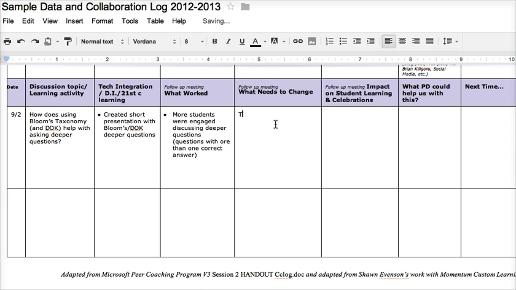What needs to change? Maybe just time management. Maybe for creating the questions, for creating a quick presentation, and maybe for knowing how to manage the students in class with that think, pair, share, how to do that quickly. The celebrations you can record down. You can talk about whatever celebration. Maybe for the teacher it was just trying something new, taking a risk.